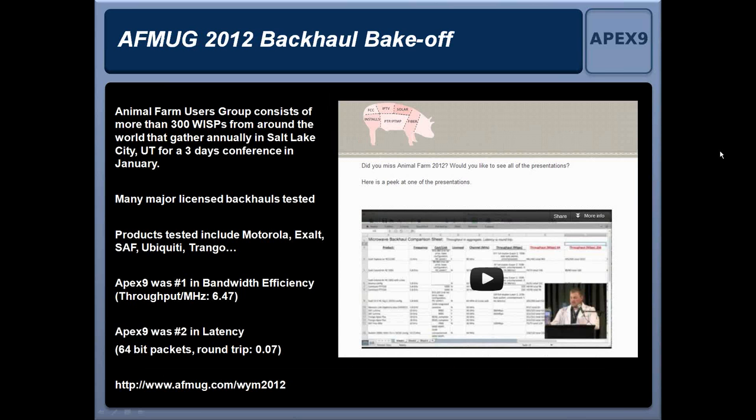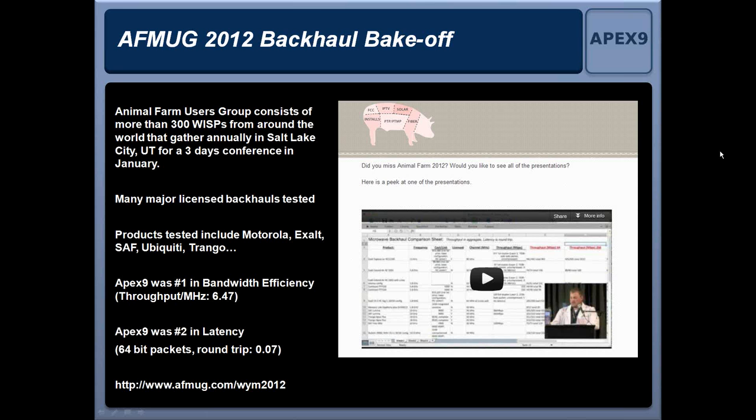Everyone always talks great specifications, but everyone then says, well, you're the manufacturer. Does this stuff really work? We want to see how it works in the real world. So rather than listening to me pontificate about all these things that the product does, what we did was in January of 2012, we submitted the Apex 9 backhaul at the Animal Farm Users Group.